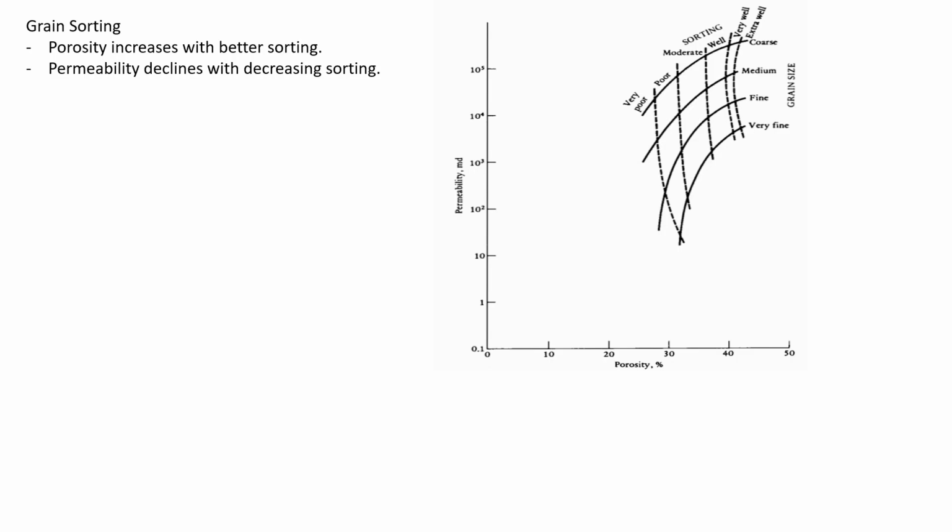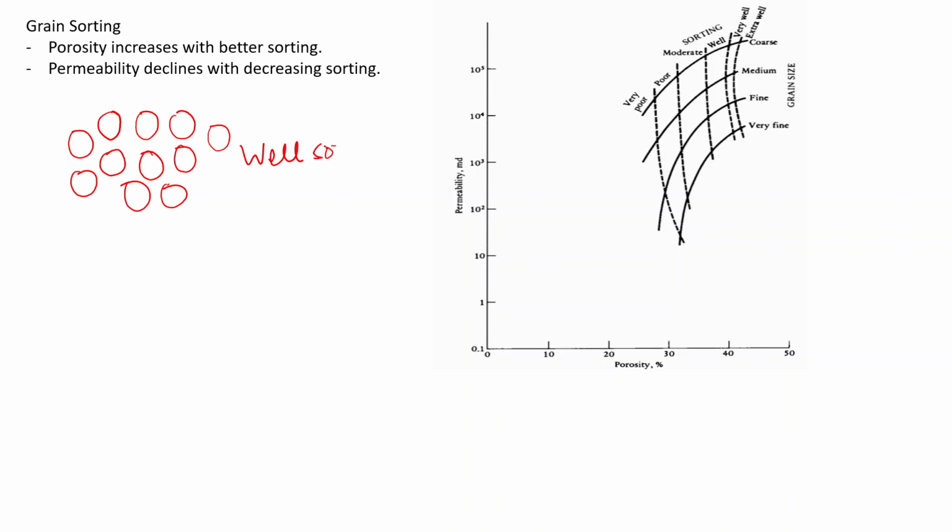So the degree of sorting is also a degree of the maturity of the sediments, meaning how much time that sediment has passed in the process of deposition and movement. So porosity increases with better sorting. For example, if we have sediments of almost similar size, this is the example of a well sorted sediment. With well sorted sediment, you can expect to get higher porosity.